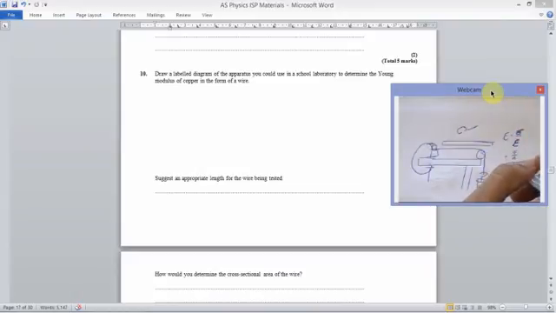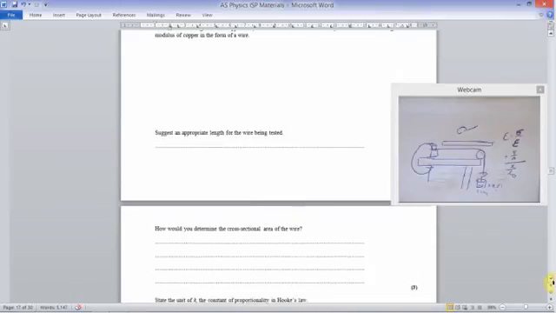The extension will be measured using the ruler. The original length will be measured using the ruler. Suggestion: appropriate length of wire to be tested. Generally anything over 2 meters, because then you'd have enough extension. When we did it in class, we used a 2 meter wire.